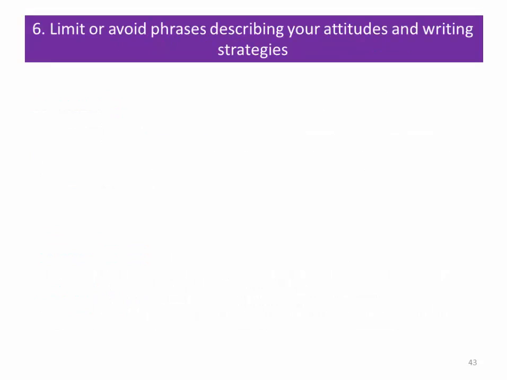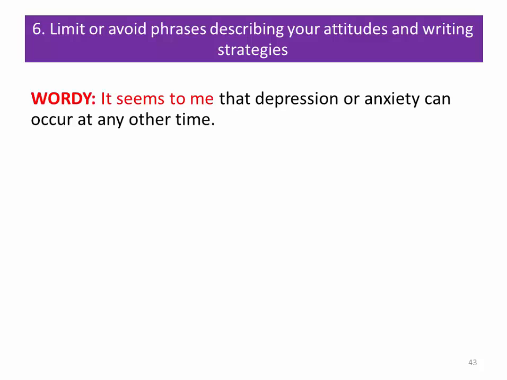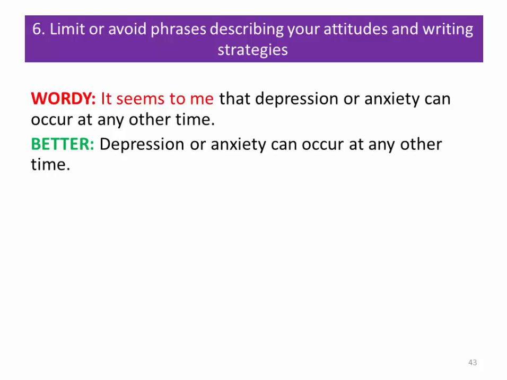One more way to avoid wordiness is to limit or avoid phrases describing your attitudes and writing strategies. So instead of saying it seems to me that depression or anxiety can occur at any other time, you can just say depression or anxiety can occur at any other time.